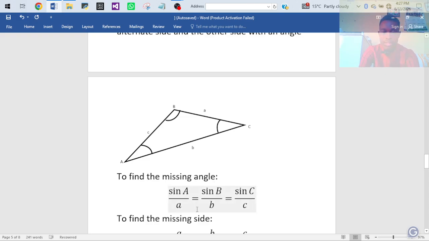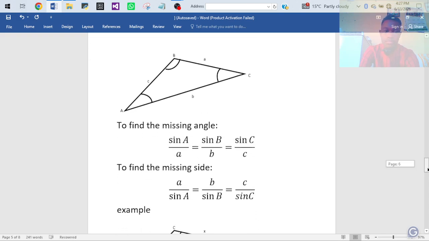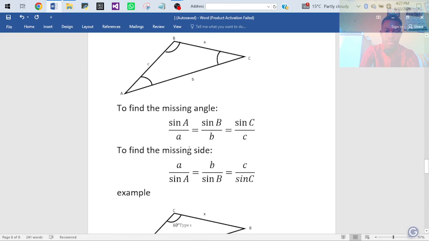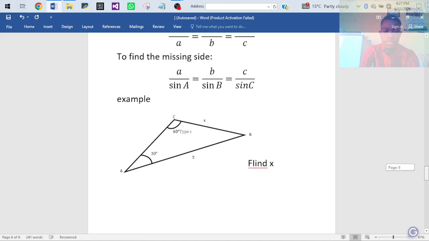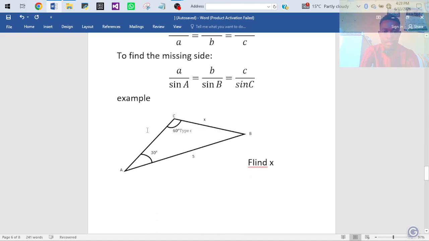So when I want to find a side, I use the side over the opposite angle, so it's sine angle. It's so simple to follow. Let me look at this example. Given this triangle with angles 60 and 35, we have two angles and one side, and we want to find another side. So here we use the sine rule.